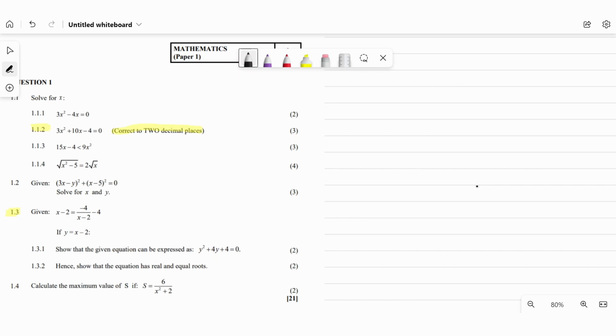So the second part of the question says, hence show that the equation has real and equal roots. Guys, the minute you see real equal roots, think about this. Think about this: delta is equal to b squared minus 4ac, right? That's what you need to think about.